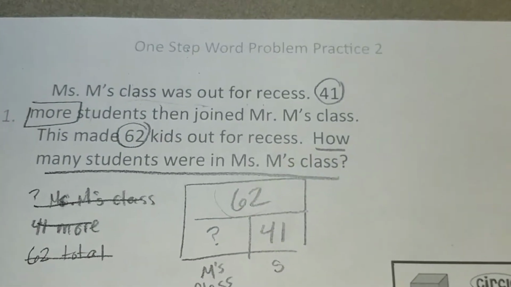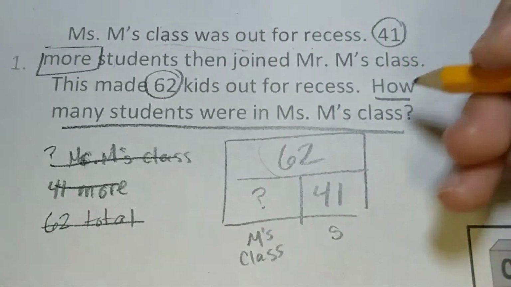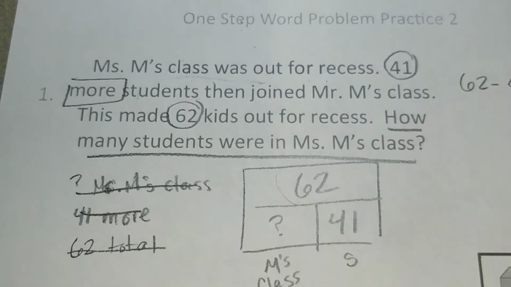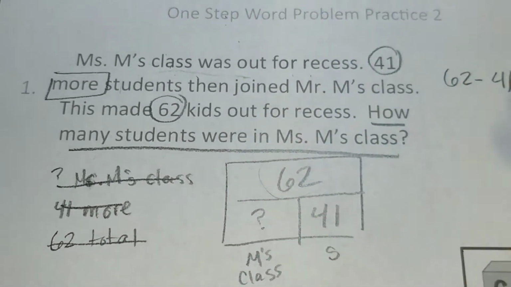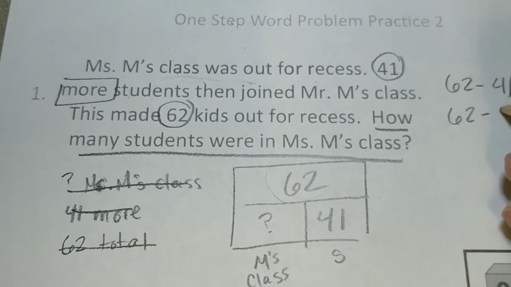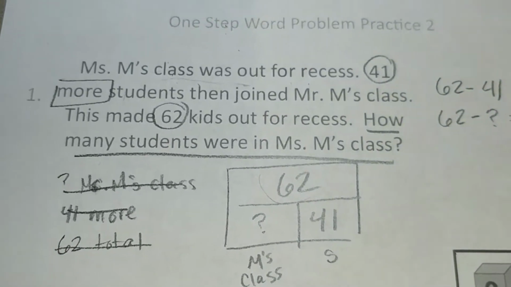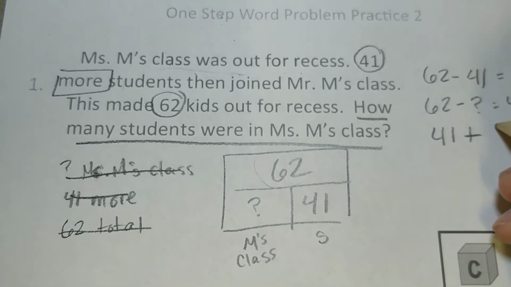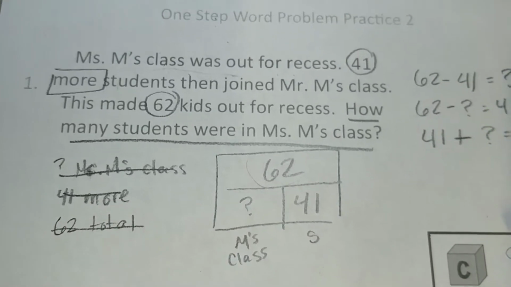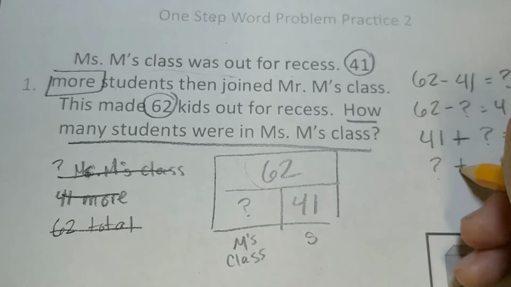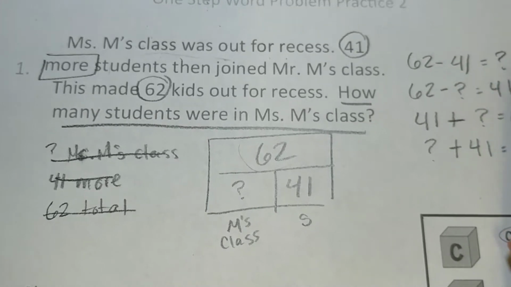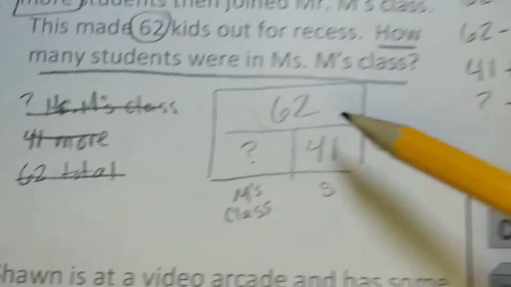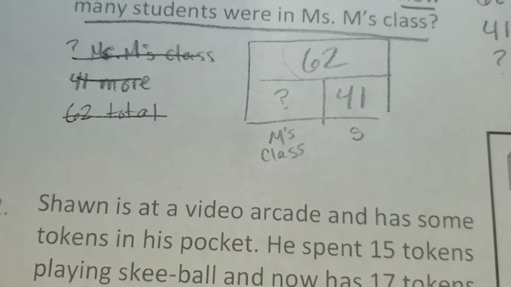Alright, I have some room over here, so I'm going to show you the 4 different problems you could have made. You could have said 62 take away 41 equals question mark. You could have said 62 take away question mark equals 41. You could have said 41 plus question mark equals 62. You could have said question mark plus 41 equals 62. Alright, there are many ways you can do it, but those are the 4 different equations you can make just from this cool tape diagram.